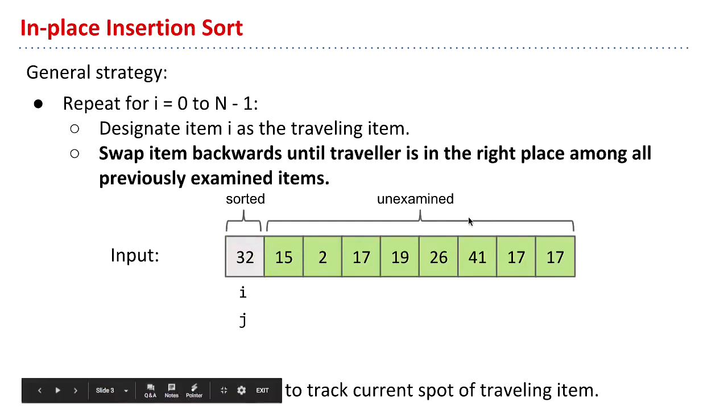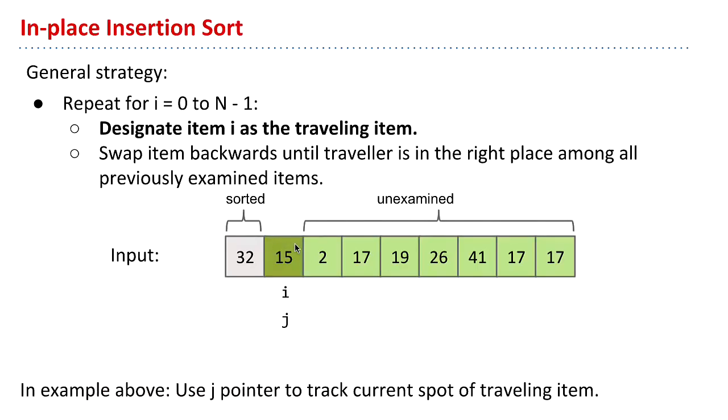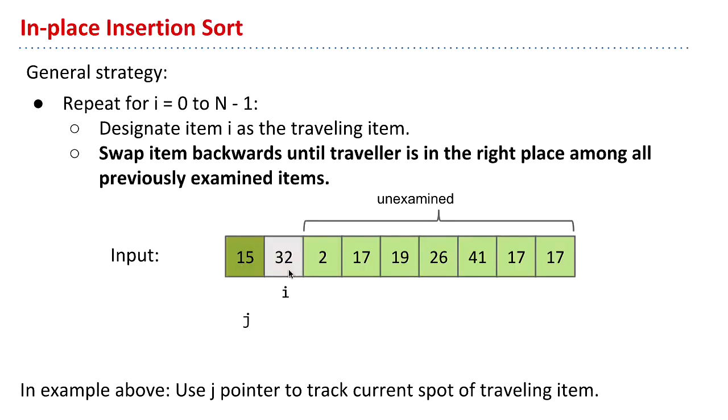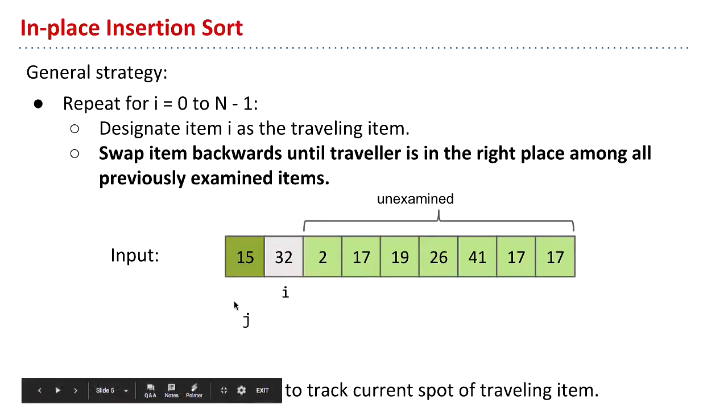Okay. Now the traveler is 15. Should it move? Yes. And it's going to travel left until it finds its home, which is right there. So I is the spot in the array where the traveler was, and J is where the traveler ended up. Okay. The new traveler is 2.